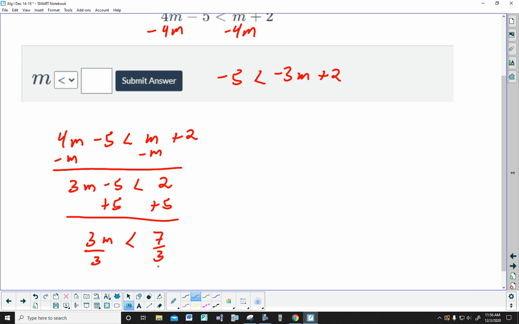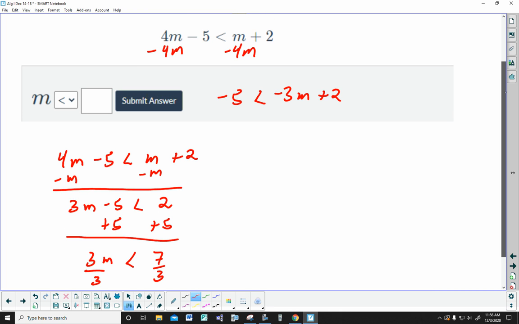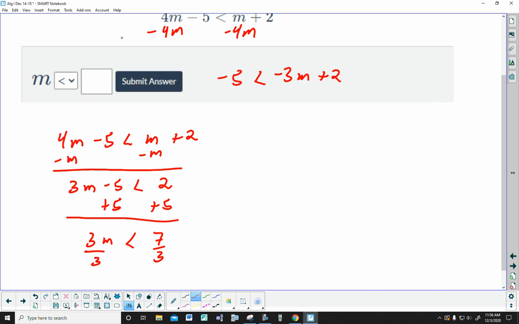Now, I don't want you to worry about this if you're having trouble understanding the point. 7/3. Oh, I thought all the answers would be whole numbers, unless I copied it wrong. Nope, I didn't copy it wrong. Okay, so it's 7/3. So that's the correct direction, and you would just type 7 slash 3.